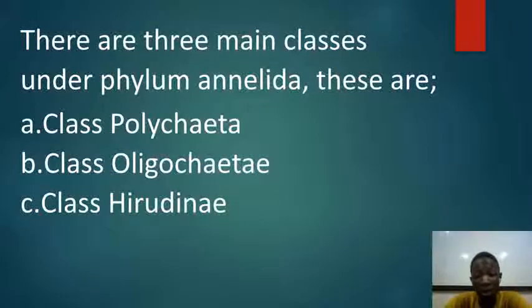Now there are three main classes we can discuss under the phylum Annelida. We have the class Polychaeta, class Oligochaeta, and class Hirudinea. So let's take note of this one. In our subsequent slides, we shall look deeper into these three classes.